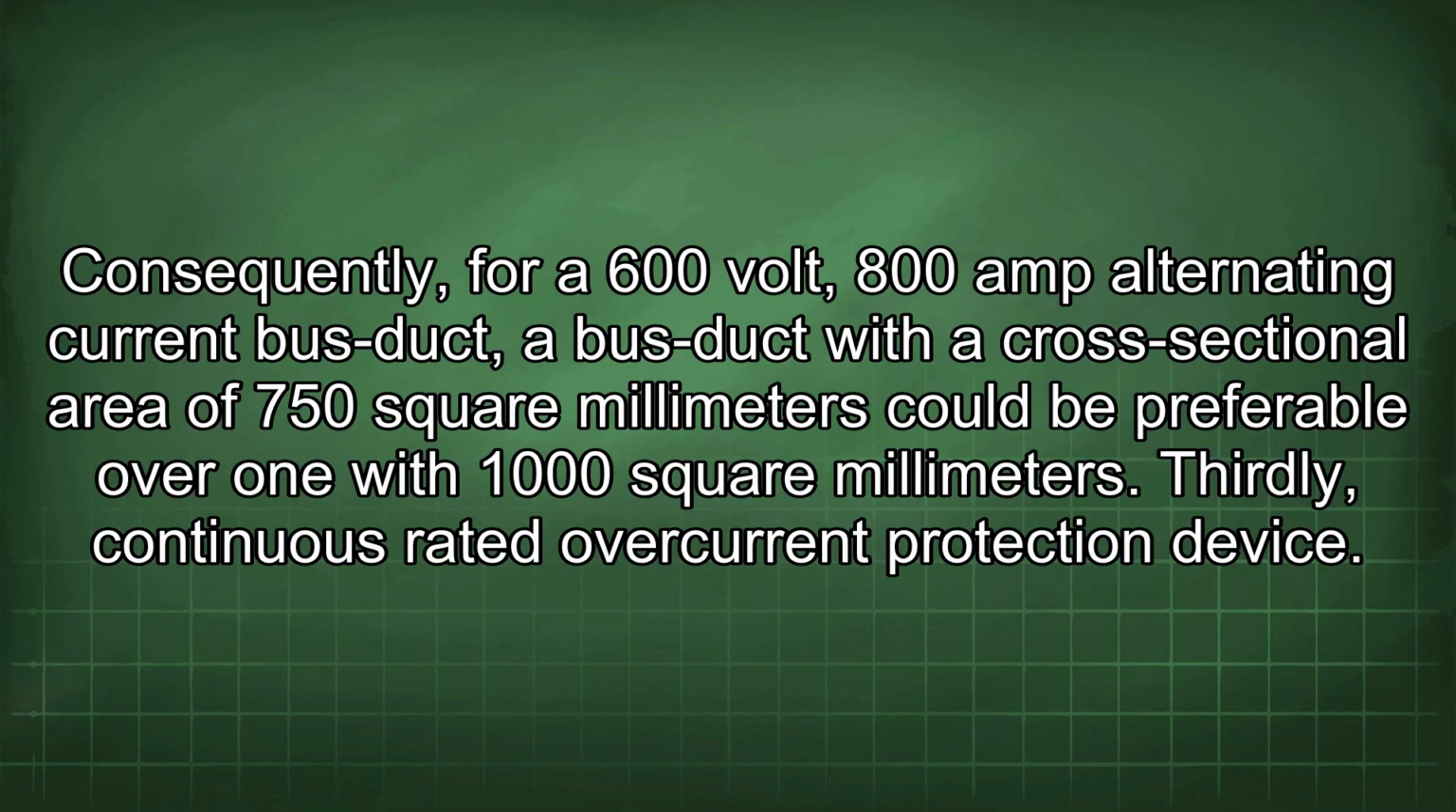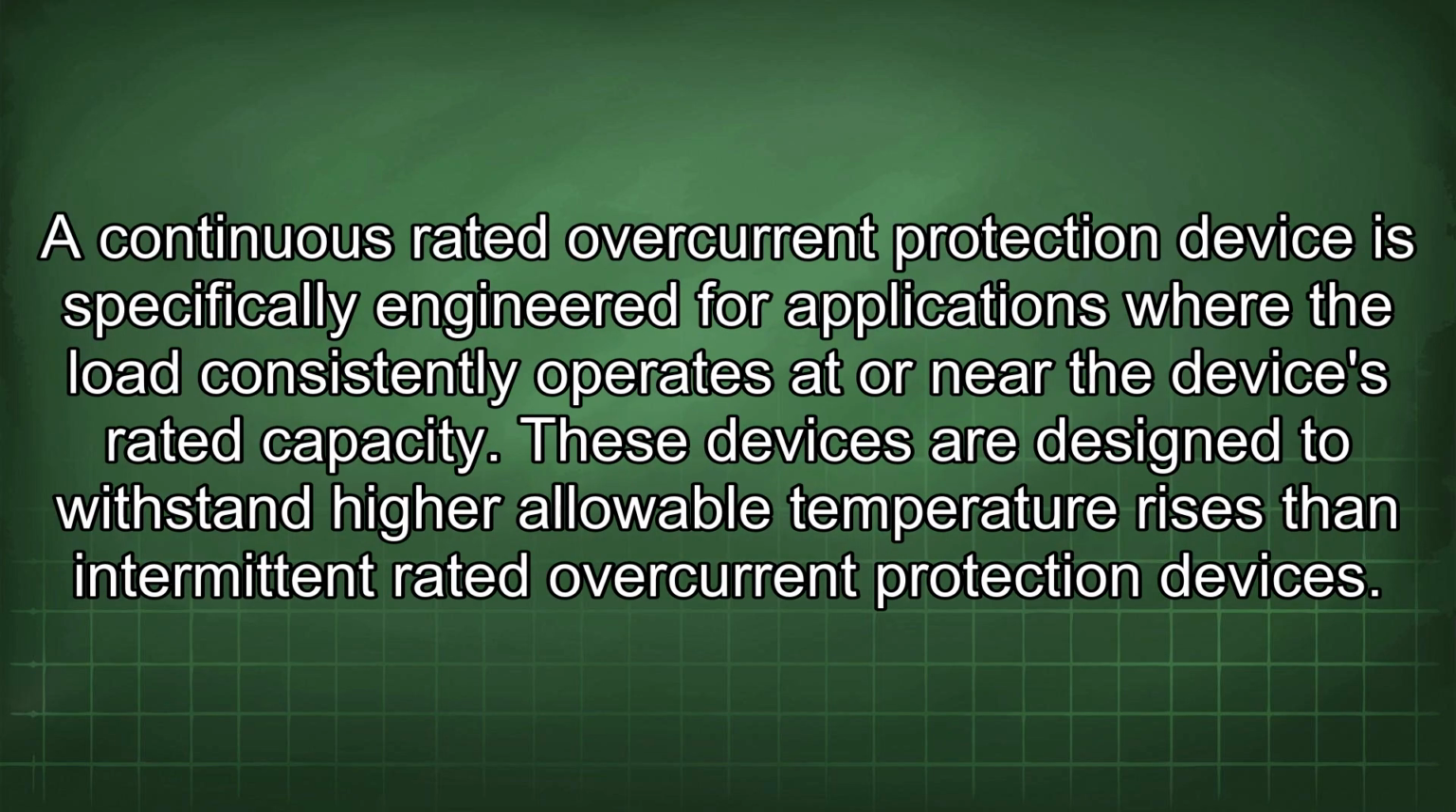Thirdly, continuous rated overcurrent protection device. A continuous rated overcurrent protection device is specifically engineered for applications where the load consistently operates at or near the device's rated capacity. These devices are designed to withstand higher allowable temperature rises than intermittent rated overcurrent protection devices.